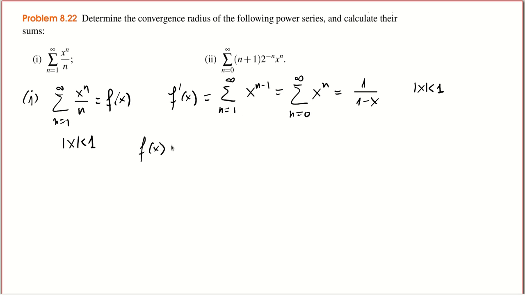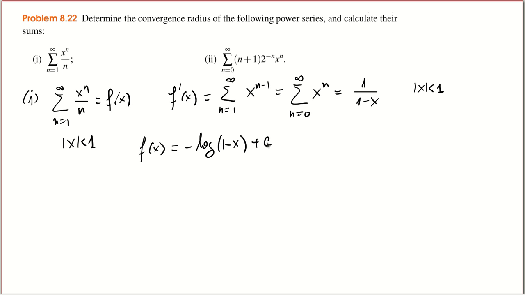If the derivative is equal to this, we need to calculate f as a primitive of this function. The primitive of this function is, of course, minus the logarithm of 1 minus x. In principle, there should be an absolute value. The proper primitive should have an absolute value. But remember that the absolute value of x is smaller than 1, so this is never going to be negative. So we don't have to put an absolute value there. It's enough to put just 1 minus x.